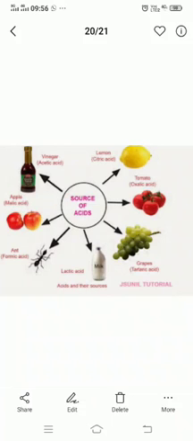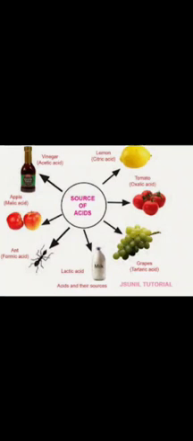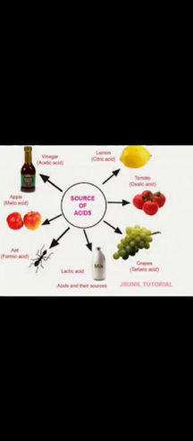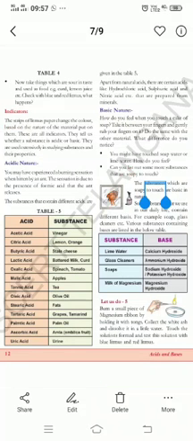See children, this picture, look at the first source of acid. See here: vinegar, acetic acid; lemon, citric acid; tomato, oxalic acid; grapes, tartaric acid; milk, lactic acid and formic acid; apple, malic acid. These are the different sources of acids. Now children, how do you define acid? A compound usually having a sour taste, and the substance that turns blue litmus to red is acidic in nature.